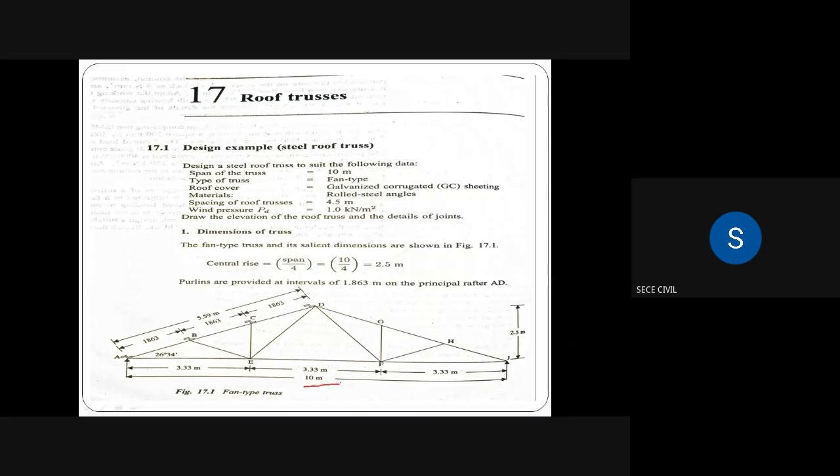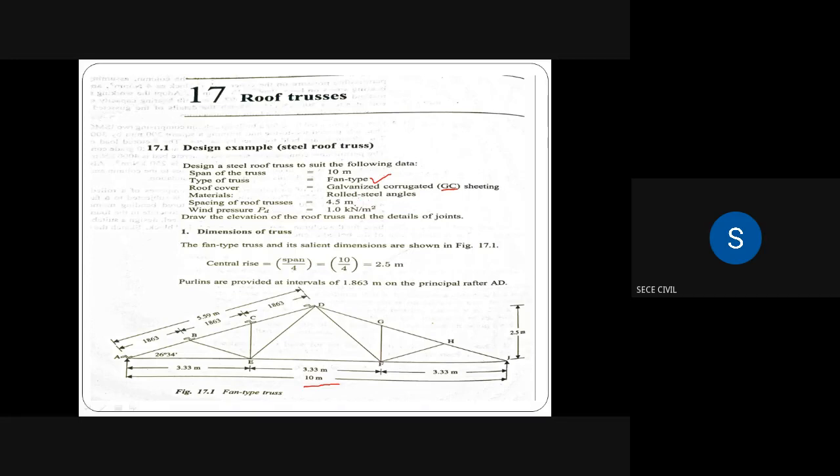You can see here this 10 meter. And the type of truss is fan type, so we are going to design a fan type roof truss. Roof cover is GI sheet, a galvanized corrugated sheeting, GC sheet. The material we are using is rolled steel angles.